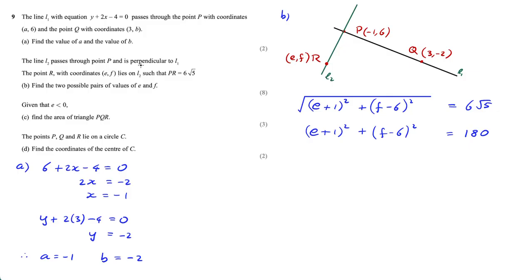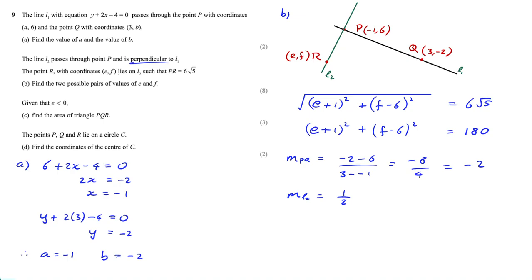So let's get the gradient. I'm going to get the gradient of PQ, m PQ. That is this minus this, so minus 2 minus 6 over 3 minus minus 1, which is minus 8 over 4, which is minus 2. So that gradient is minus 2. My gradient of L2, let's call it m L2, is equal to the negative reciprocal, so it's positive, and it's going to be a half. Now, I did say it's not to scale, guys, so don't freak out. So the gradient is a half.